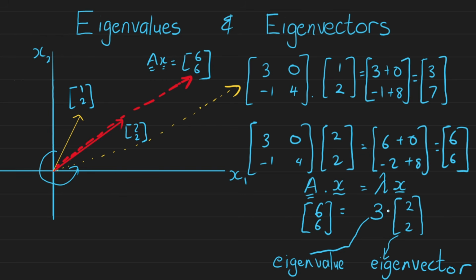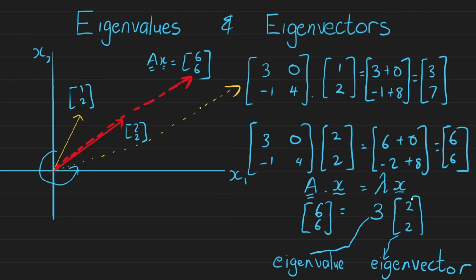Another way of looking at it is by saying that we have this matrix, and the eigenvector of that matrix is a specific vector 2, 2, that when we multiply it by the matrix, or transform it, we just get a scaled version of that vector. And that scaling factor between those two is the eigenvalue.